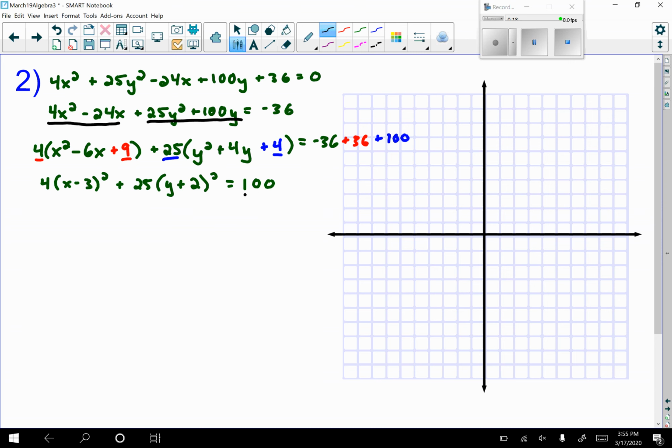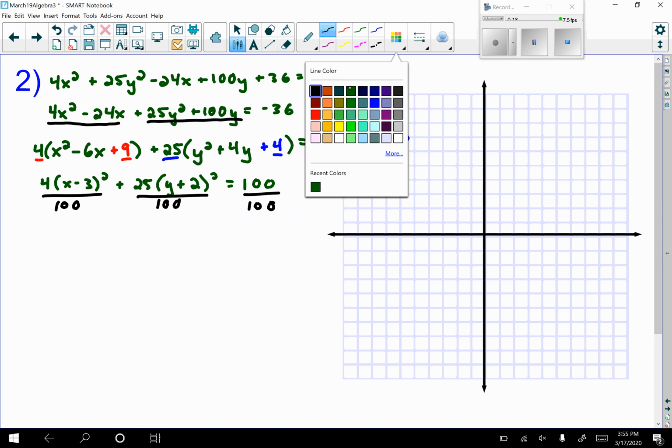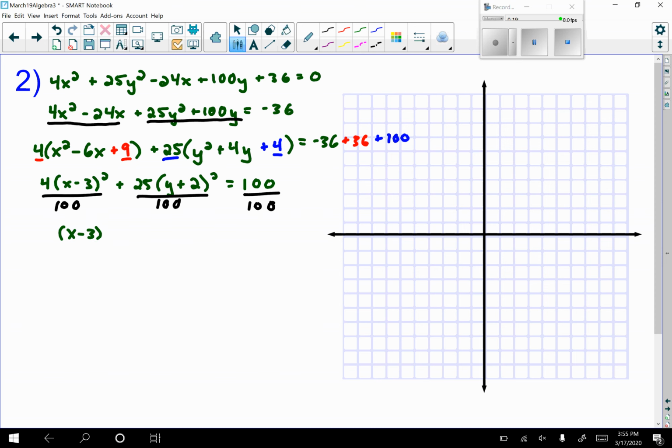So now our next step is to go through and divide everything up there by 100. And then simplifying this, and it'll turn into our HK form of the equation. So 4 goes into 100, so we're looking at x minus 3 squared over 25, because 4 goes into 100 25 times. 25 goes into 100 4 times, so up here we end up with y plus 2 squared over 4 equals 1. Looking at our center is 3 from here.